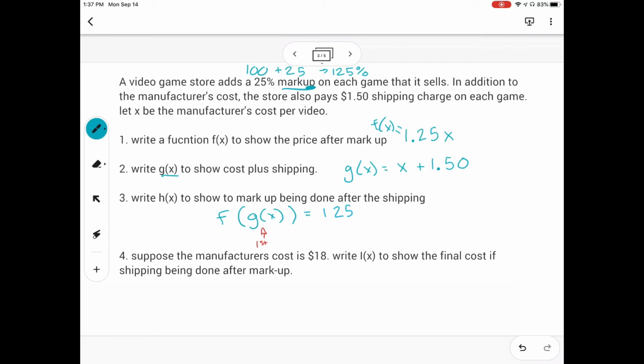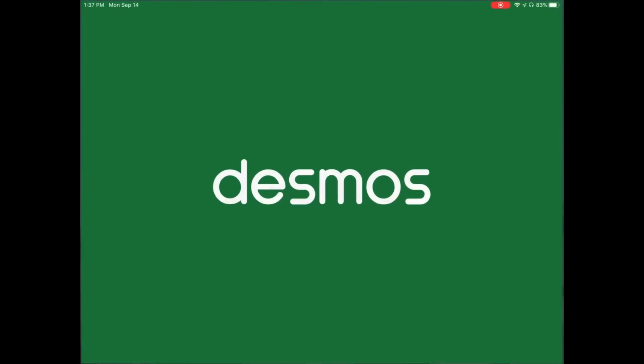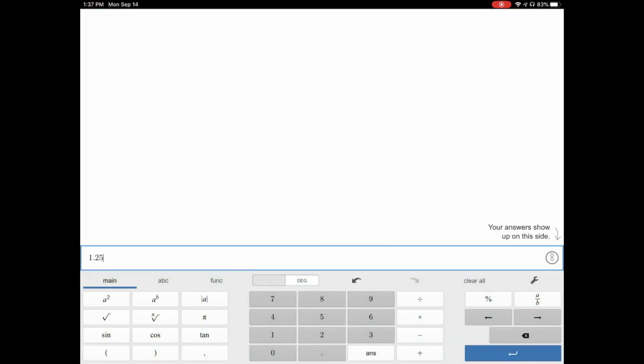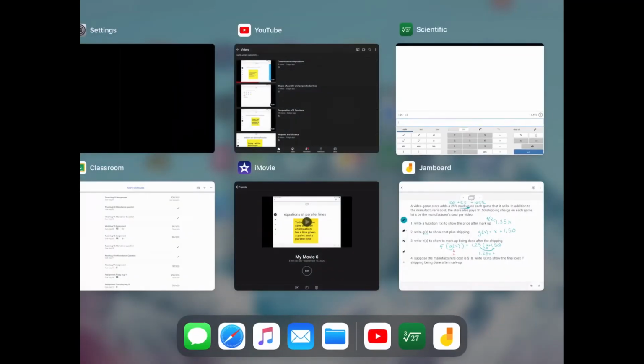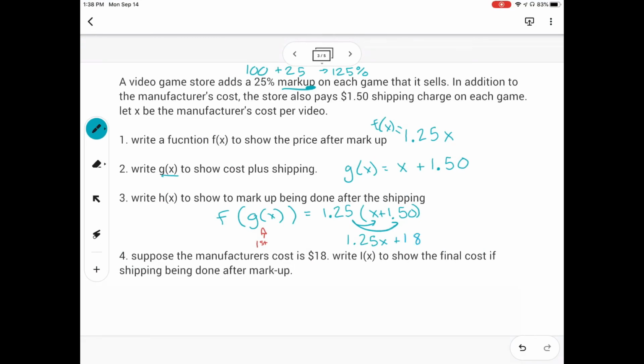So g goes into f, so it's 1.25 times x plus 1.5. Distribute. 1.25x plus, just going to get my calculator, 1.25 times 1.5, 1.875. So that's h of x.